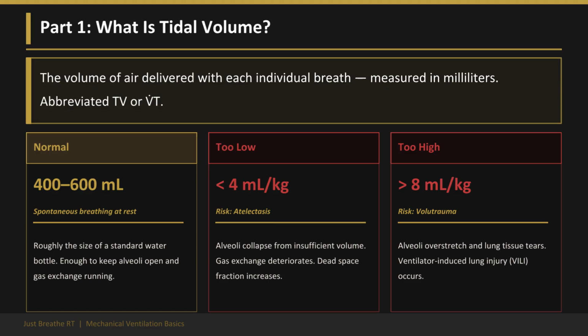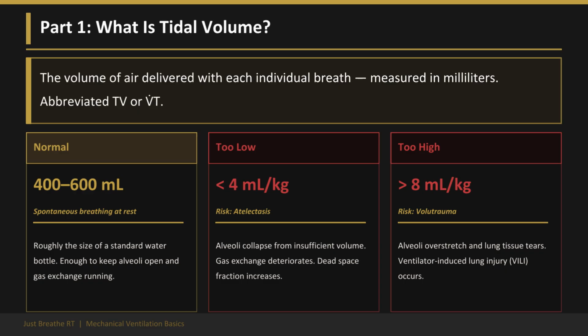On a ventilator, we set the tidal volume deliberately, and the number we choose matters enormously, because unlike natural breathing, the ventilator will deliver that exact volume breath after breath, hour after hour, whether the lungs can handle it or not. Too little tidal volume and the alveoli collapse, a process called atelectasis. Too much tidal volume and you overstretch and damage the lung tissue itself, a condition called volutrauma. Either way, the patient loses. So what is the right number?